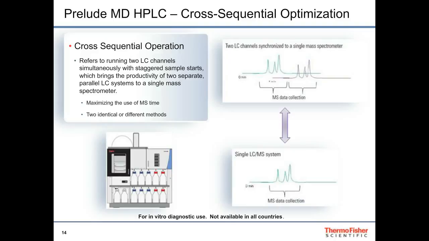This multi-channeling strategy works with any method that elutes the analytes of interest within a fraction of the total runtime, and that includes LX methods that don't utilize TurboFlow sample cleanup. Cross-sequential operation maximizes the use of the mass spec's time, which a conventional HPLC cannot do.